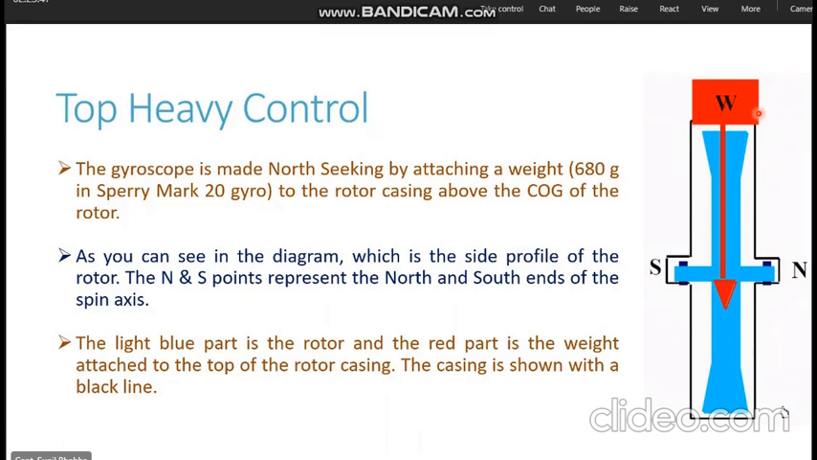The Sperry Mark 20 gyro is one particular model of the gyro compass which is very frequently used. They use a weight of 680 grams. This weight is fitted exactly on top of the rotor casing, exactly above the center of gravity of the spin axis and rotor system.